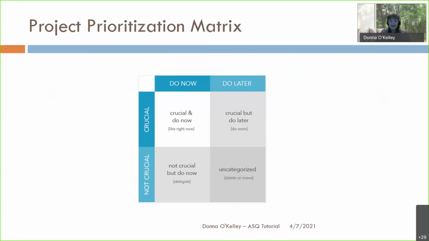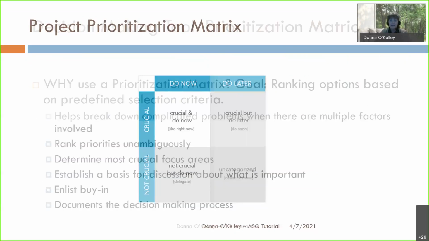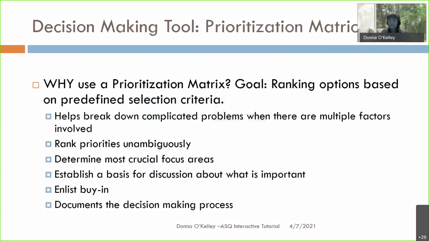So does anybody have any comments or feedback on PICK charts? Have you ever used a PICK chart? Or is this the first time you're exposed to this tool?